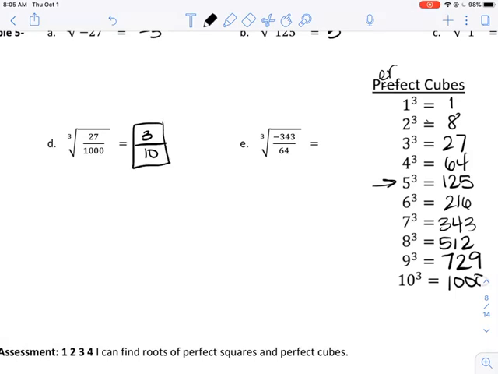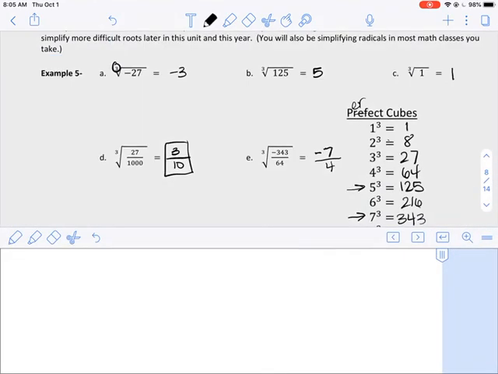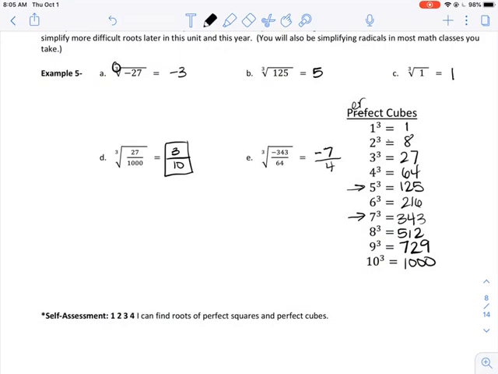And then on E, this one's a little funky. It's got a negative in the top, but remember it will just be the negative of whatever the positive cube root will be. So 7 cubed is 343, so my numerator will be 7. And then my denominator, I'm looking for 64, and it is 4. You could either write this like this, or you could write it as negative outside and then the fraction 7/4.